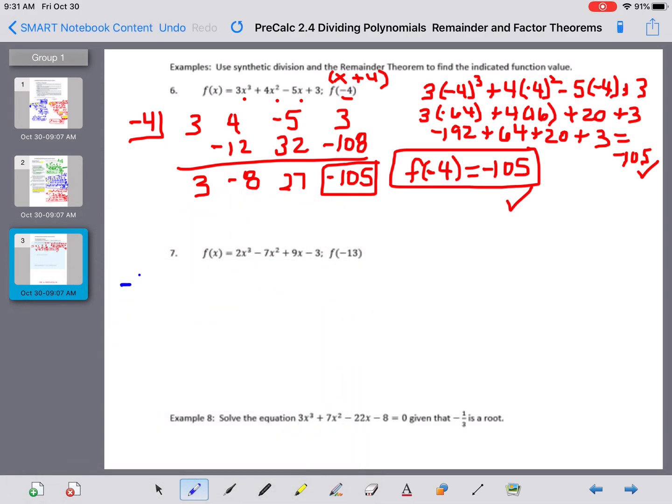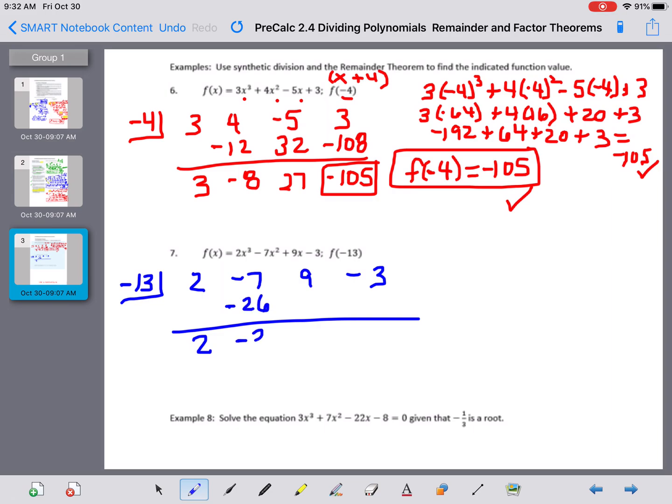So I'm going to put negative 13 in my box. Double check. I have a cubed, a squared, first power, and no power. So it looks like I'm in descending order. Everything's there. Coefficients only: 2, negative 7, 9, and negative 3. 2 comes straight down. Negative 13 times 2 is negative 26. Add that to the negative 7, we get negative 33.